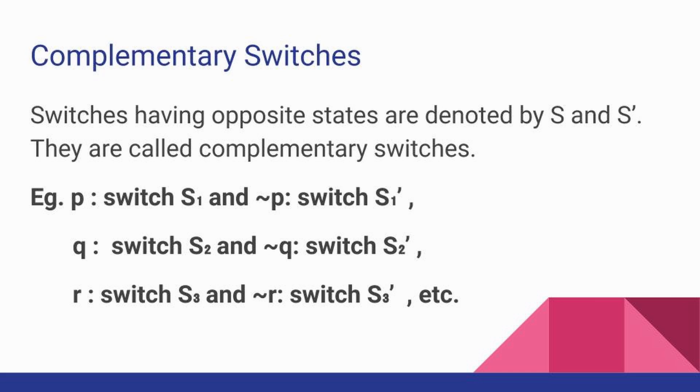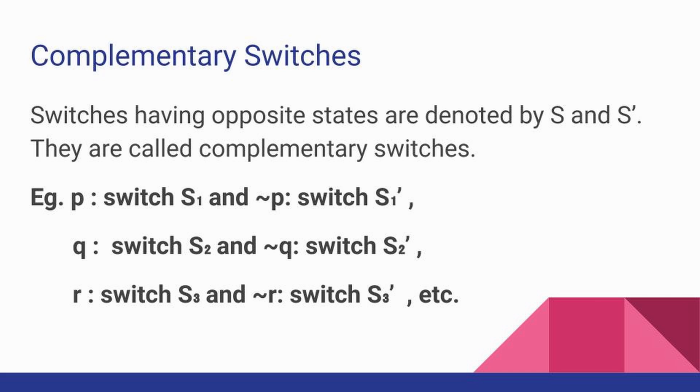Now we have complementary switches. We know the meaning of complement. Switches having opposite states are denoted by S and S dash. They are called complementary switches. If the switch is S, then its complement is S dash.